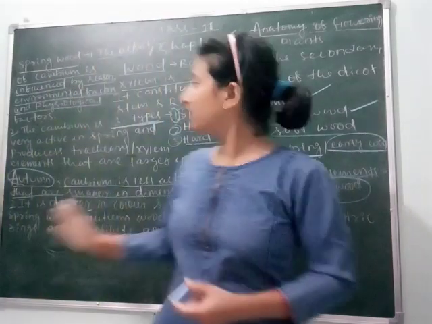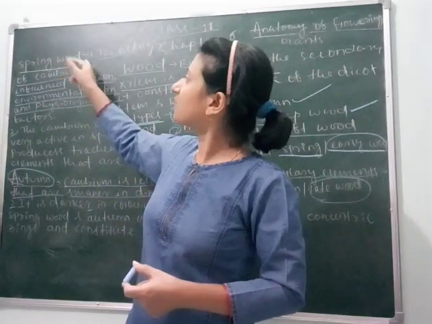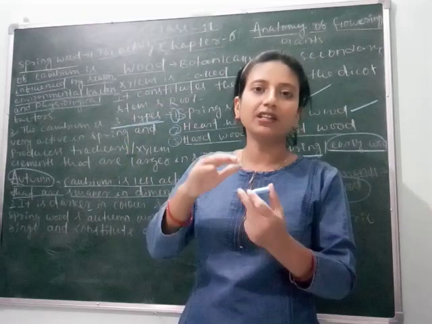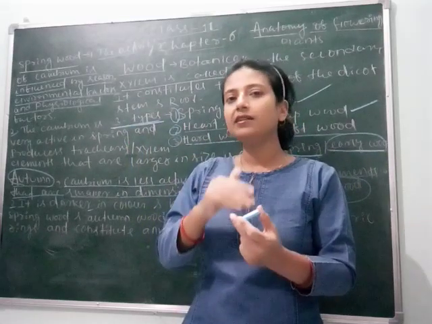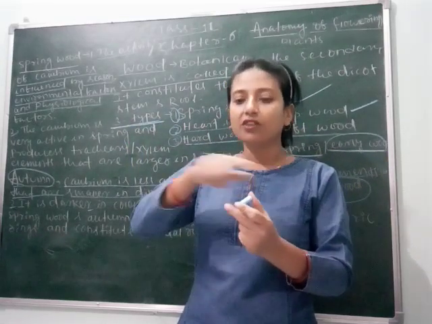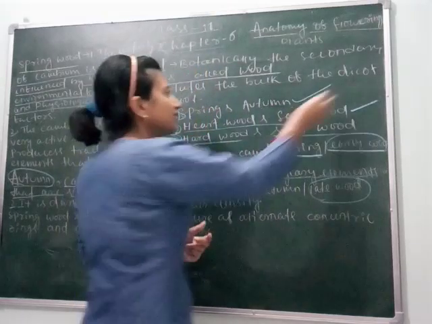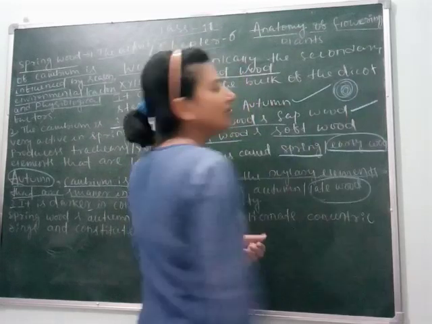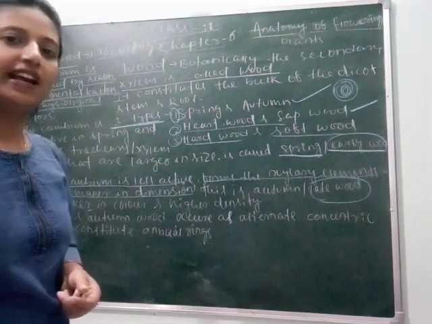Next, it is darker in color and higher density, but in case of spring wood, it is lighter in color. And both spring wood and autumn wood together constitute concentric rings like this, which we can say as annual rings.